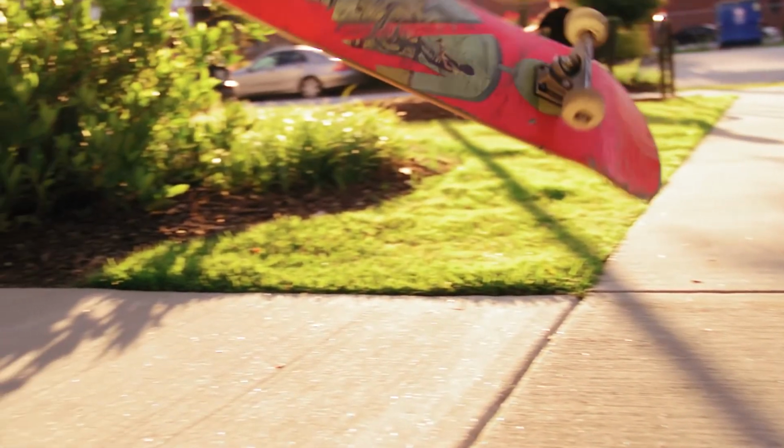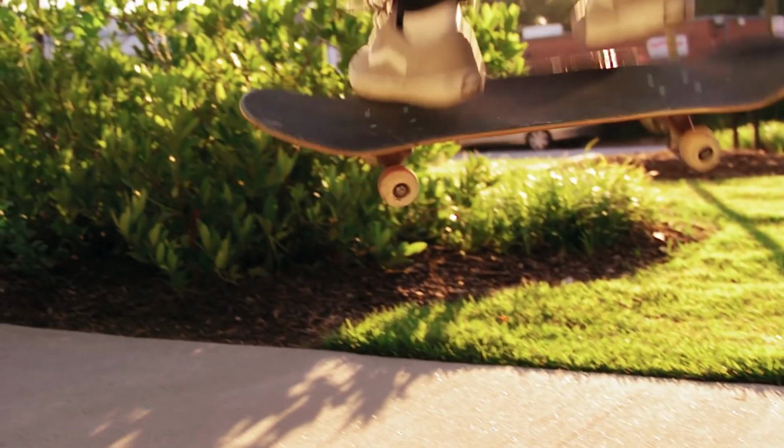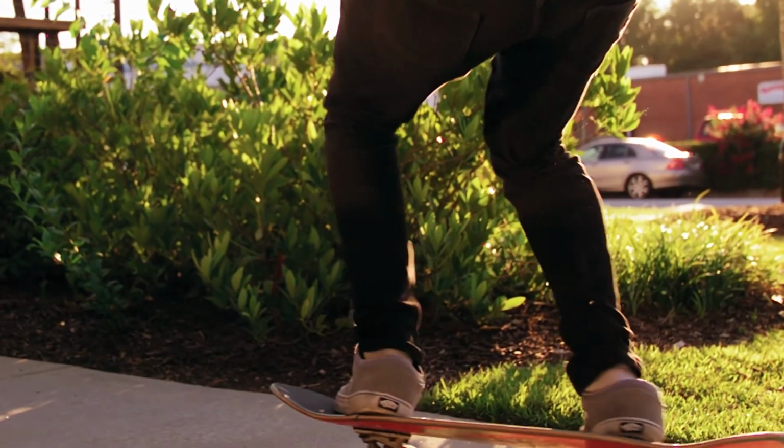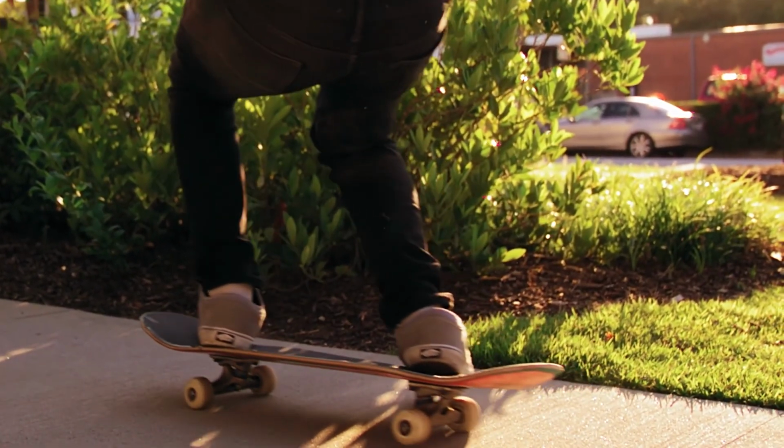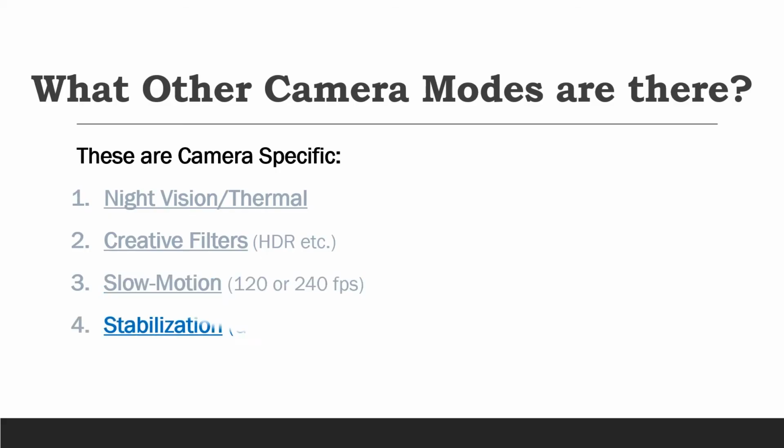My GoPro, however, can film 240 frames per second while shooting at 1080, or 120 frames per second while shooting at 2.7K. My GoPro also has a built-in image stabilizer. It's called Hyper Smooth Boost, and it stabilizes footage pretty good for an action camera.